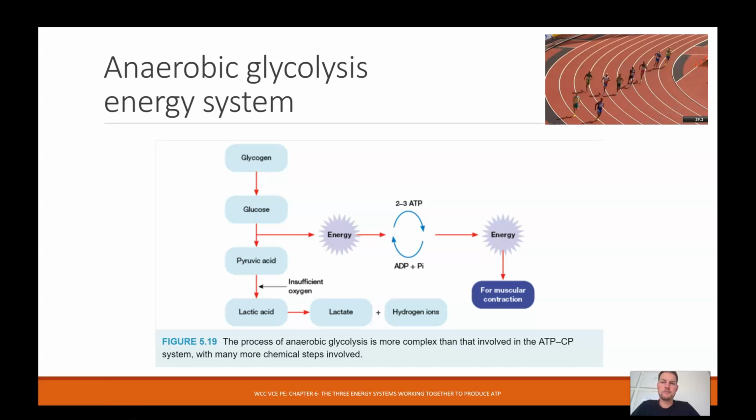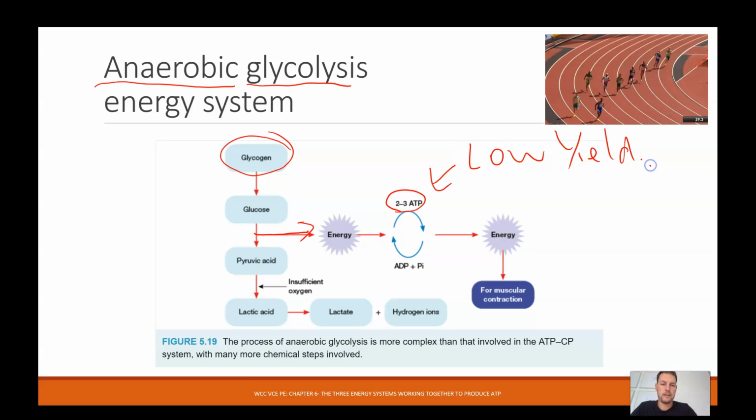Okay, so the next energy system we're going to look at is the anaerobic glycolysis system. And so anaerobic, meaning it still works without oxygen. So no oxygen, and glycolysis, meaning we're breaking down glycogen as our food fuel. So we can see we start here with glycogen, and then it becomes glucose. And at this point, we get enough energy from breaking apart glycogen to resynthesize 2 to 3 ATP. So it's still a pretty low yield. We're not getting that much ATP from it.